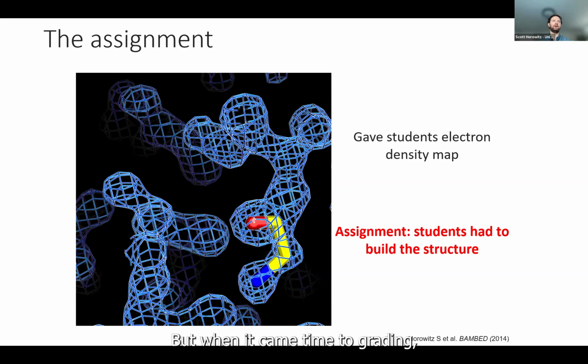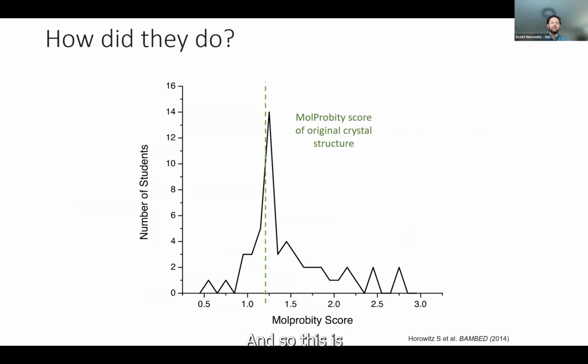But when it came time to grading, I was like, how do I grade this thing? So I graded it the way I would usually look at crystal structures. So I ran it through a number of computational tools. So Rob, you can go to the next slide. And so this is, of course, one of them, MolProbity. And it's the histogram of the students' MolProbity scores. And what's in the green line is the MolProbity score of the original crystal structure.